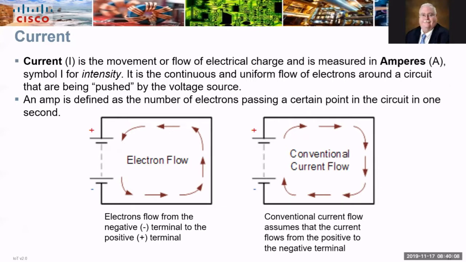Looking at the diagrams, which one is correct? Answer: both are correct. The conventional current flow was the original train of thought. But now we know the electron current flow is the way electrons actually move in a circuit. Electron flow or negative to positive flow will be taught throughout this course.